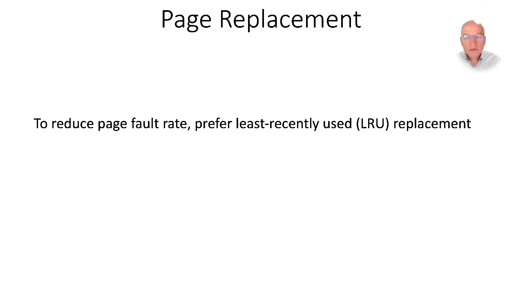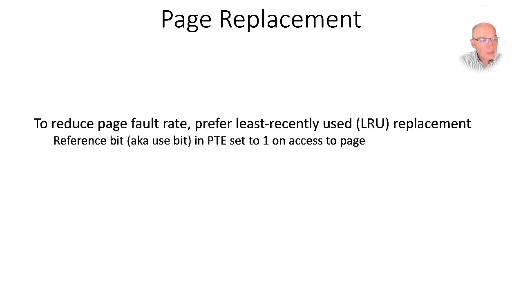So let's talk about page replacement. To reduce the page fault rate, we would prefer to use a least recently used algorithm for the page replacement. However, we have seen that a least recently used algorithm for a fully associative memory system is not practical because we cannot keep the exact order in which all the entries in the table, in this case all the pages in memory, have been accessed.